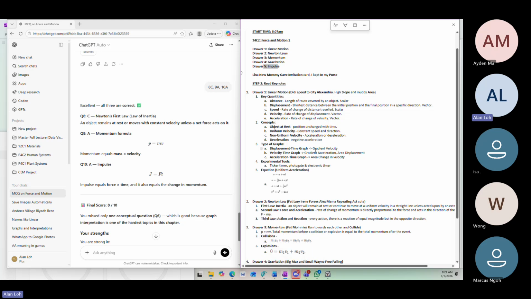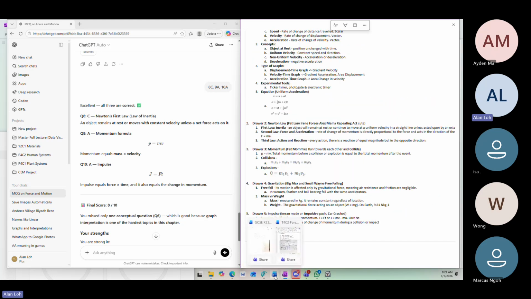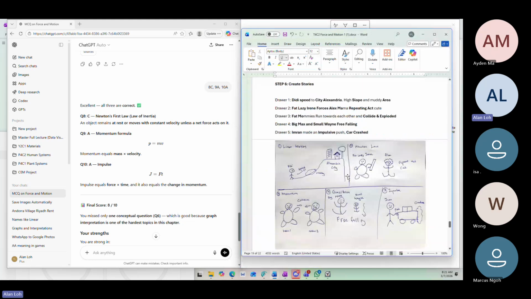Remember the drawing that you have? Yes, this drawing. This drawing and this story, right? So you can talk about a lot of things. And imagine if you have done this like 20 times, I'm sure you'll be able to do well in your exam, or you'll be able to explain well to somebody who wants to know what is force and motion, right? So that's it.